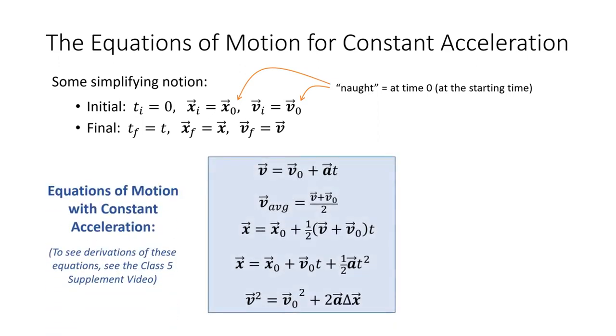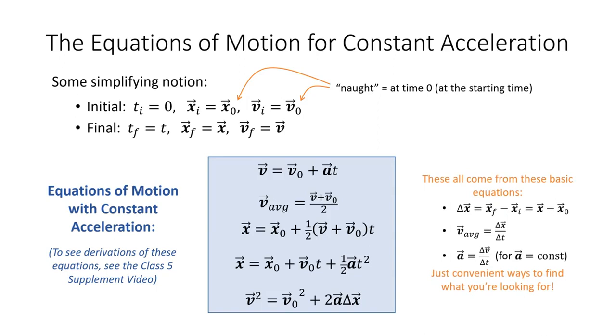All right, so with those simplifications, we can derive these 5 equations of motion for constant acceleration. To see how these are derived, you can see the supplemental class 5 video. Okay, so here I have my 5 equations, and they all come from the basic equations we've already learned. Displacement is just change in position, which I've plugged in. Our new notation here would be x minus x naught. Average velocity is displacement over change in time, and acceleration for constant acceleration is just going to be change in velocity over change in time.